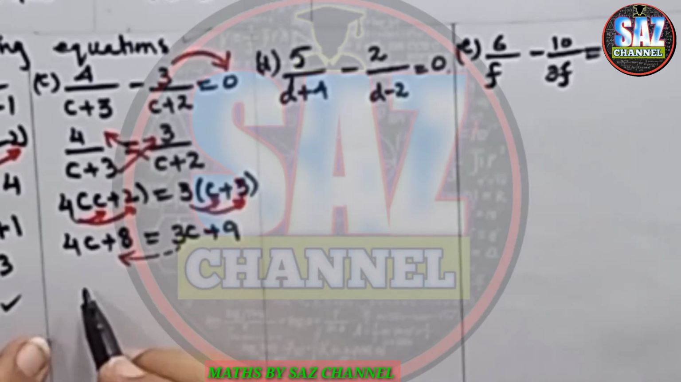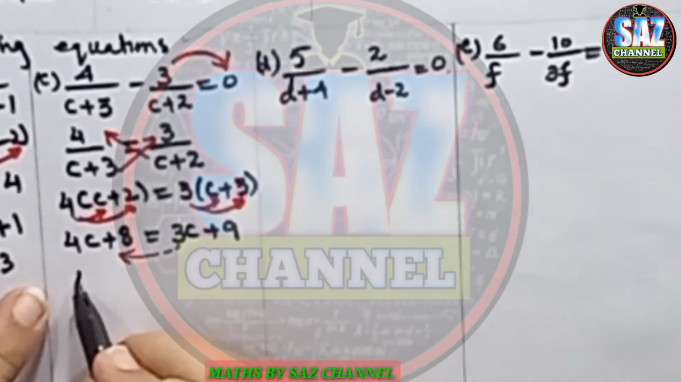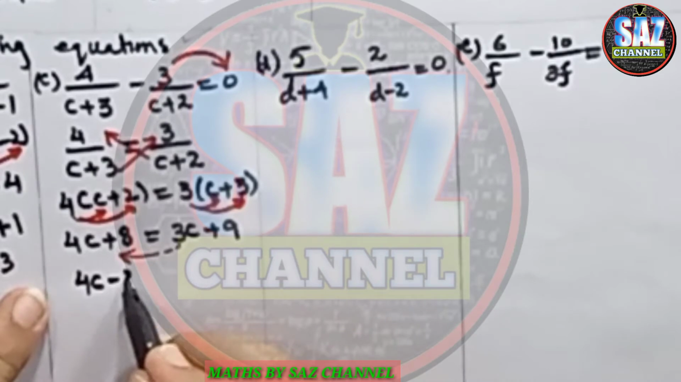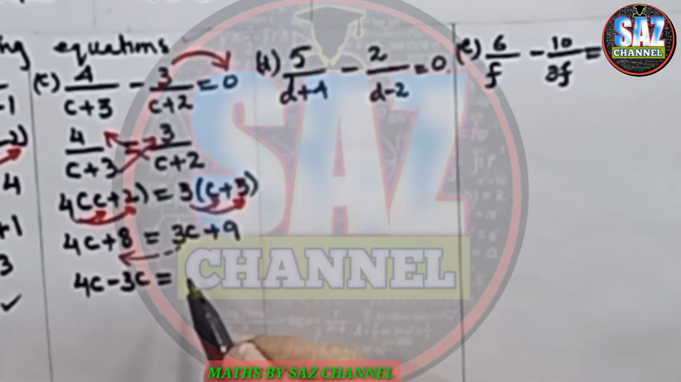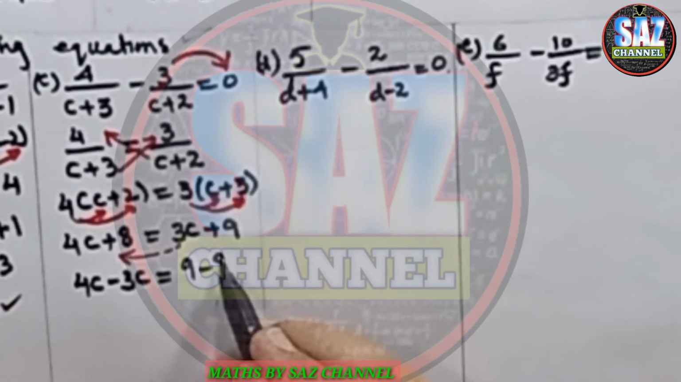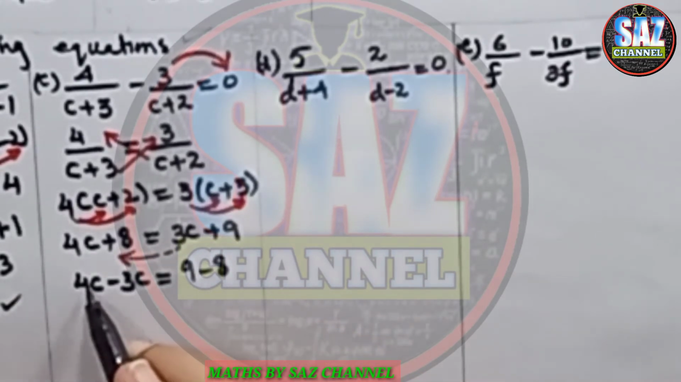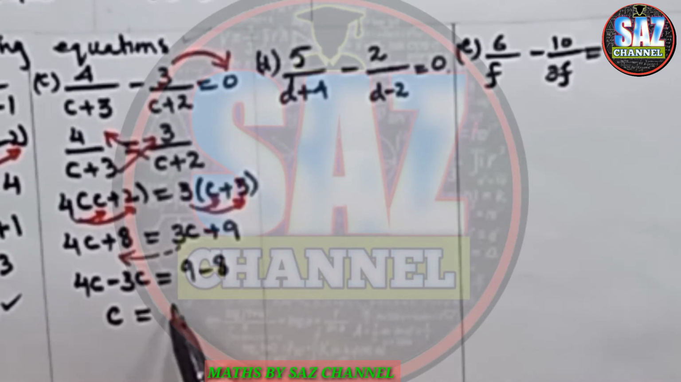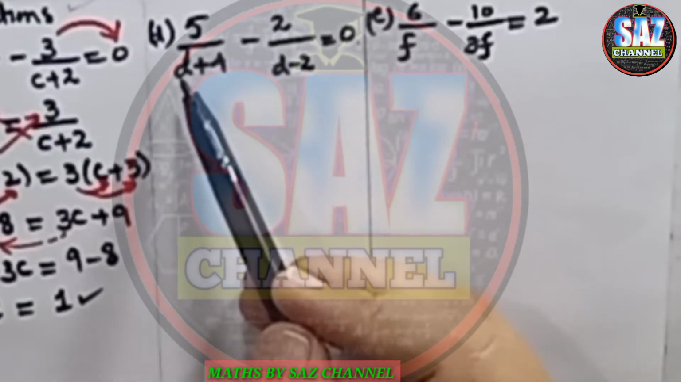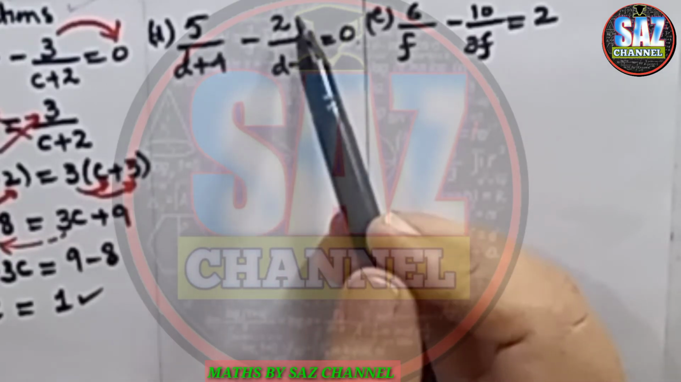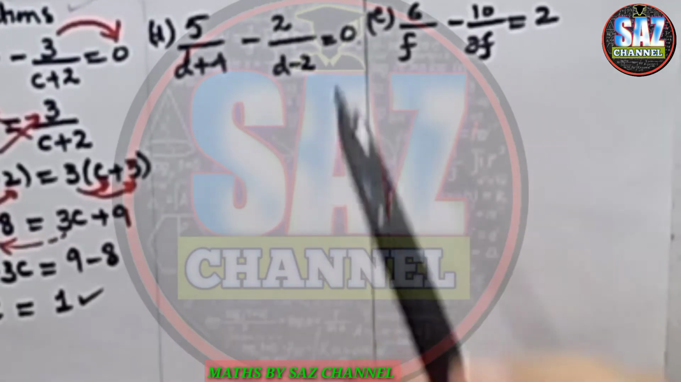So the equation will take the form 4c minus 3c equals to, shift the constant to the other side, 9 minus 8, and 4 minus 3 will give me 1, that is c equals to 1. So the solution of this equation is c equals to 1. Let's move to the next part of the question, that is 5 upon d plus 4 minus 2 upon d minus 2 equal to 0.